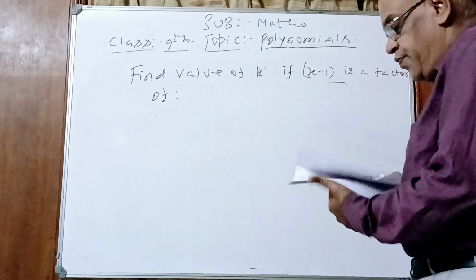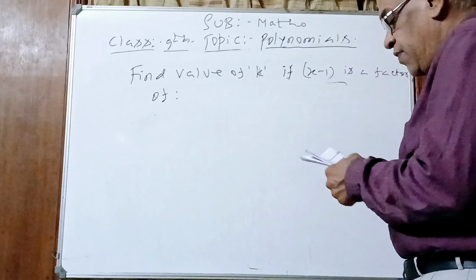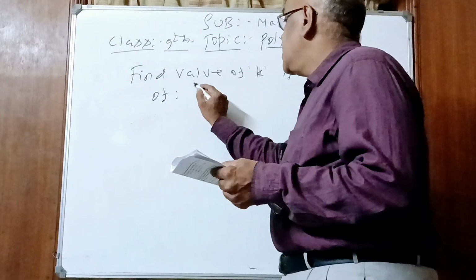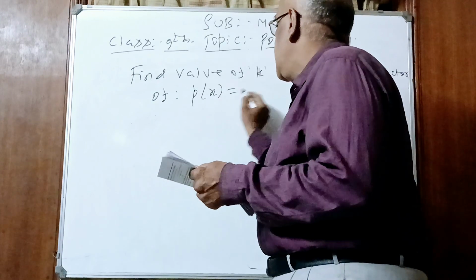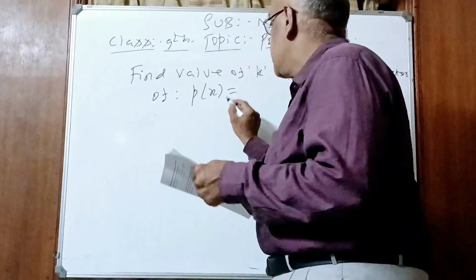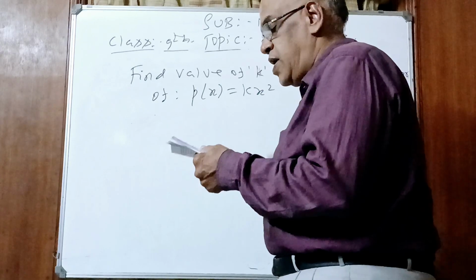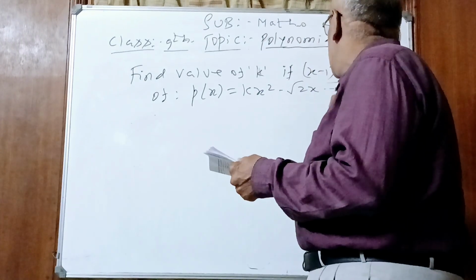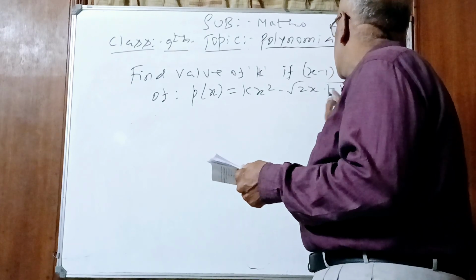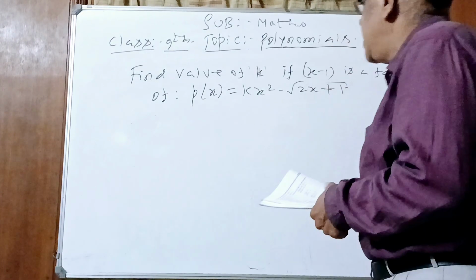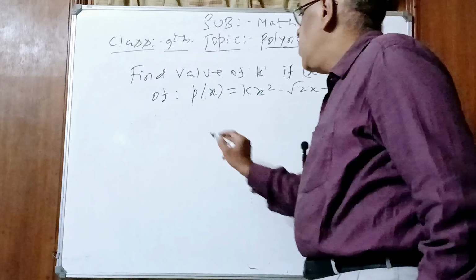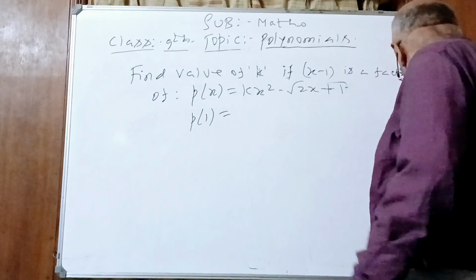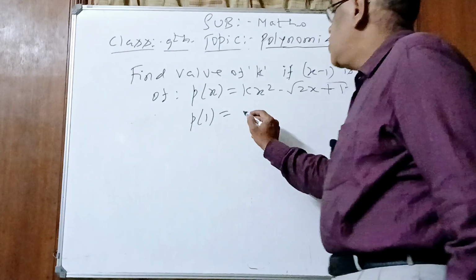Understood? So, we'll do one more sum, finding the value of k. P of x equals kx square minus root 2x plus 1. So, x minus 1 is a factor. Then what is the value of x, children? 1. Find p of 1. P of 1 is equal to what, children? In place of x, put 1.